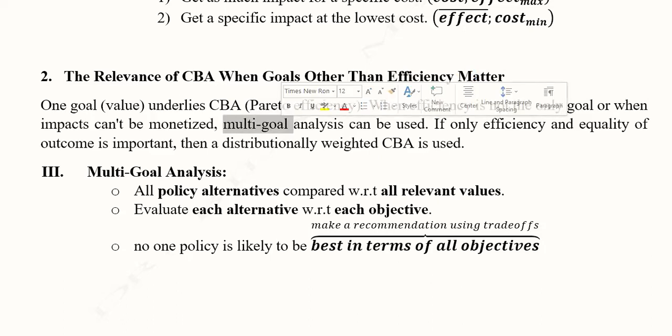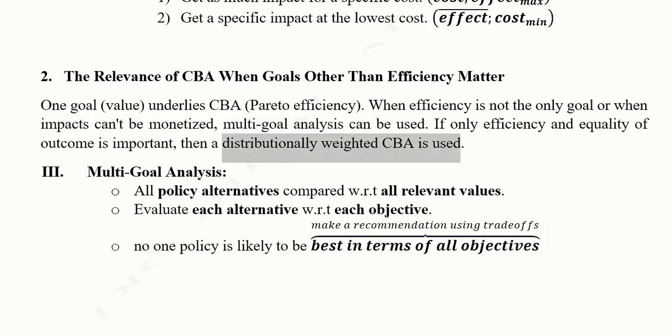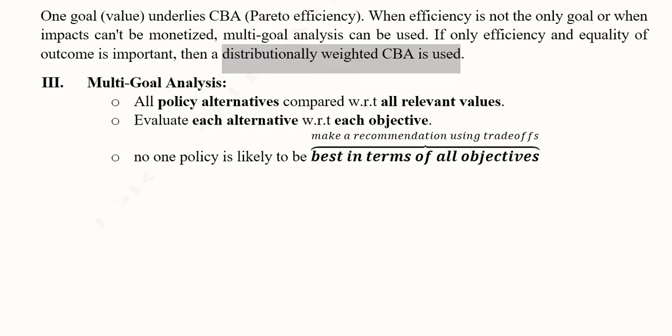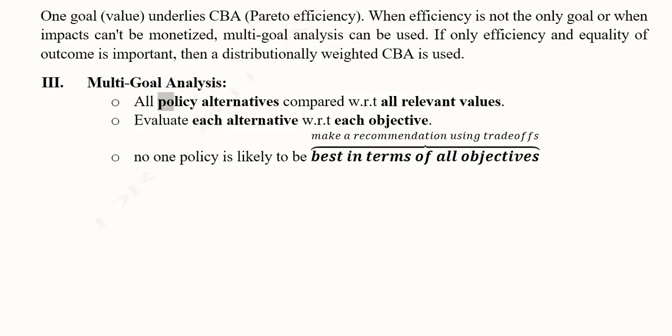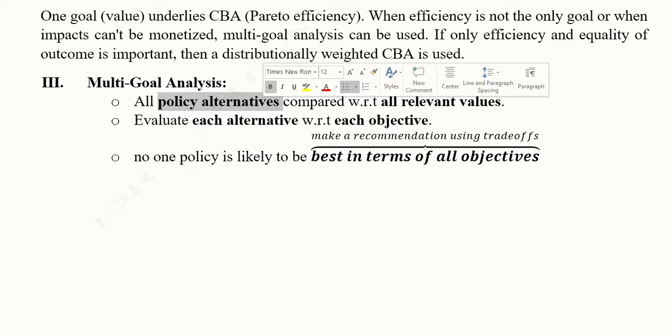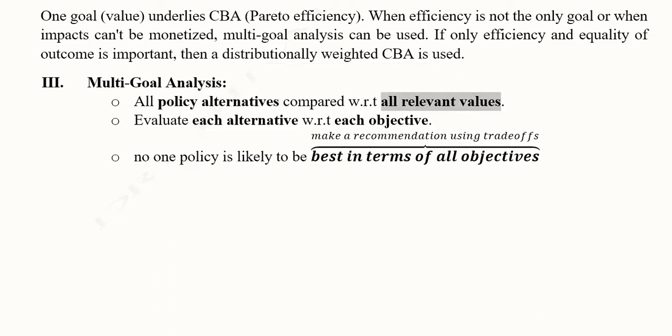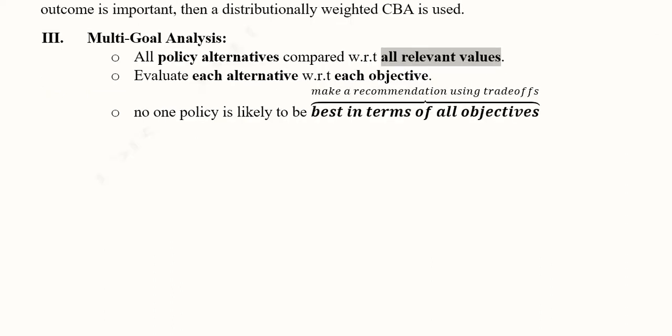And it is categorized into two variants. One is the multi-goal analysis and the other is distributionally weighted cost benefit analysis. Let us see both of these one by one. One is the multi-goal analysis, and what we do is we have multiple goals in it. We don't have this one goal of efficiency. So the policy alternatives are compared with respect to all the values. It means that it is a comprehensive way of evaluating the alternatives we have.